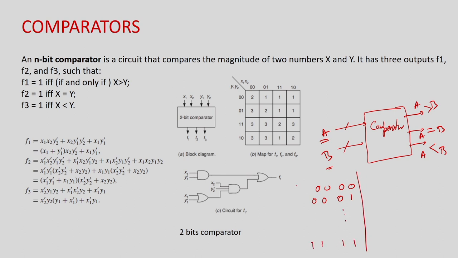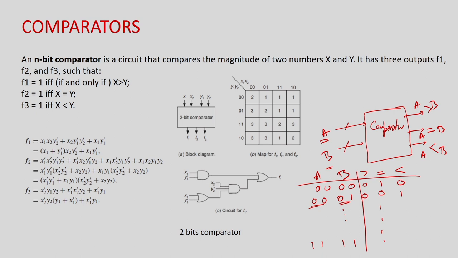In all these cases, I can check this value of A and this value of B. It's 2 bits. Since this is equal, I'll have three outputs: greater than, equal, and less than. So this will be 1, and this will be 0 in this case. In this case, A is 0 0 and B is 0 1, so A is less than B. So this is 0, this is 0, this is 1. This way, I can identify the value of greater than, equal, or less than for all possible 16 combinations of the values of A and B. Remember, here A and B are 2 bits.